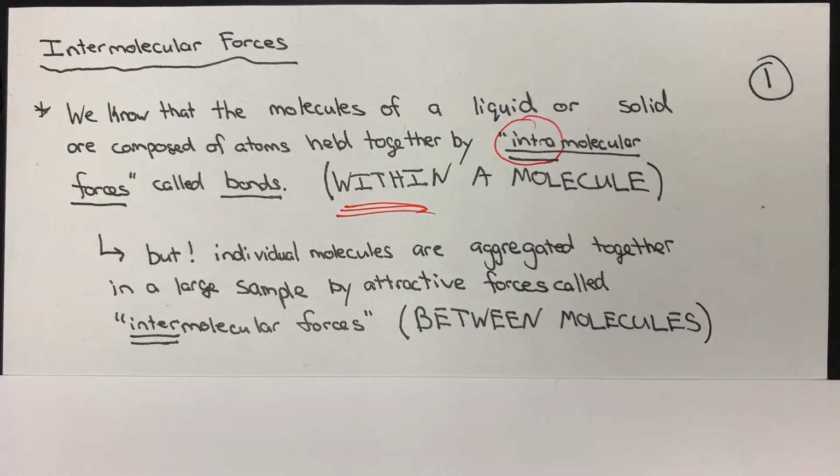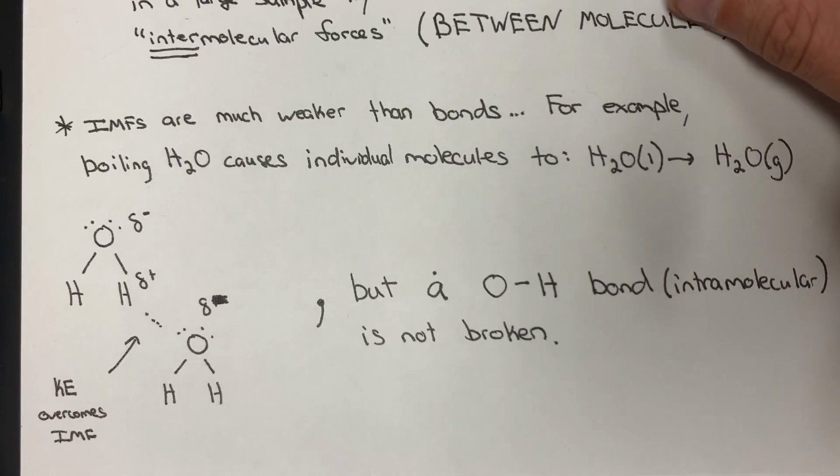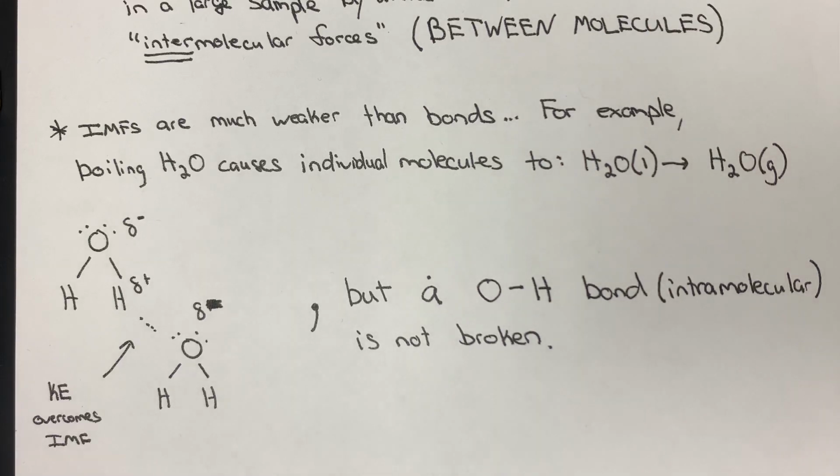And again, these are within a single molecule, or perhaps a crystal lattice in the case of ionic compounds. But individual molecules are aggregated together in a large sample by attractive forces called intermolecular forces, and these exist between molecules. So when we talk about this aggregation, we mean that these molecules can actually clump together, okay? We first saw this year when we talked about gases, right? And when it comes to ideal gases, we can largely ignore this clumping. We can largely ignore these attractive forces in between molecules, okay? That being said, we know that these intermolecular forces are substantially weaker than bonds. And I'm going to reiterate this a couple times today, okay?